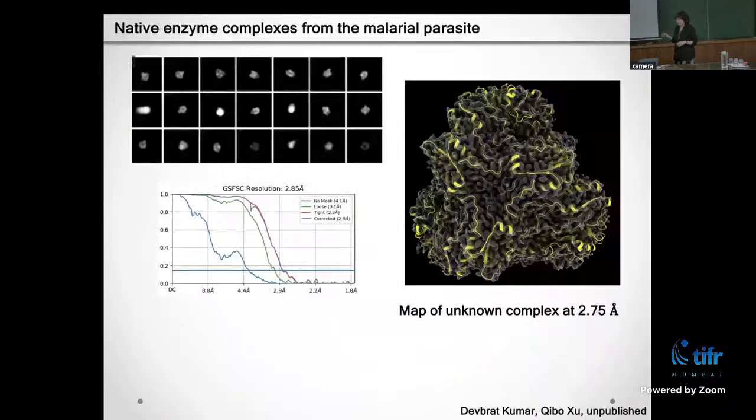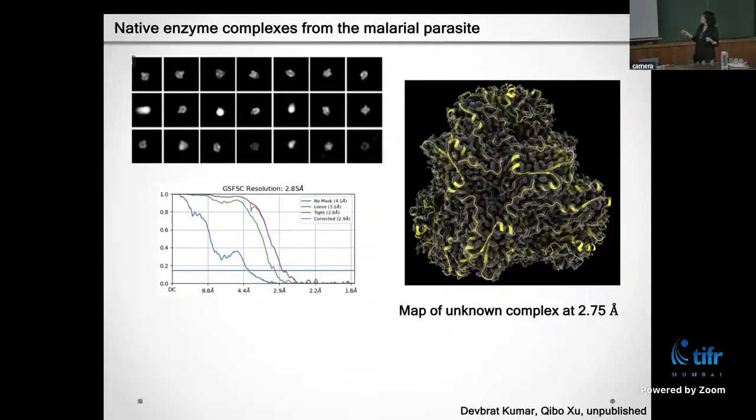Now, another relatively smaller complex that we could also find which had a distinctive shape was a complex that looked like this. This is again a 2D. We did not know what this is at all. We solved a structure. The resolution was stuck at around 3.4 or something.